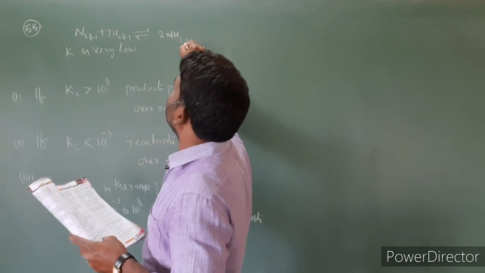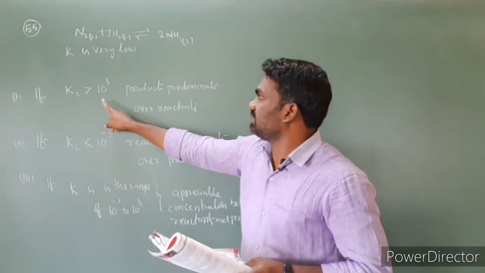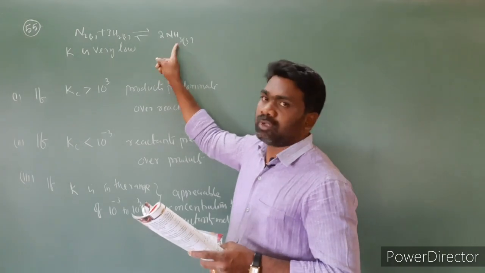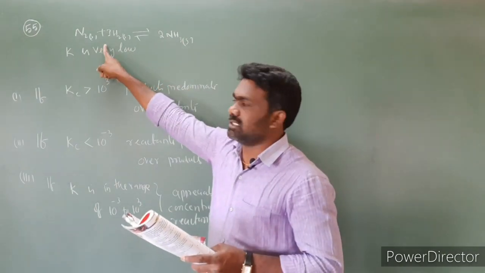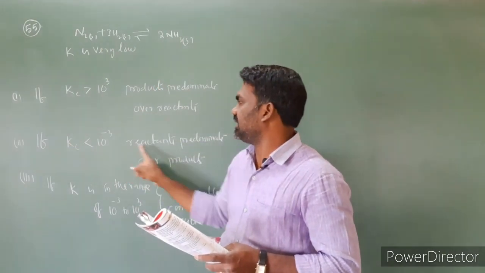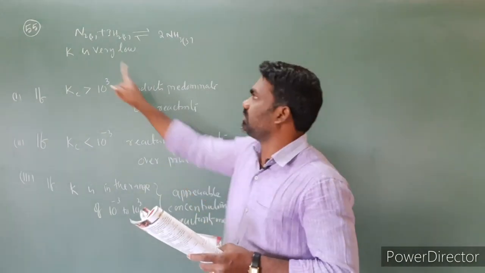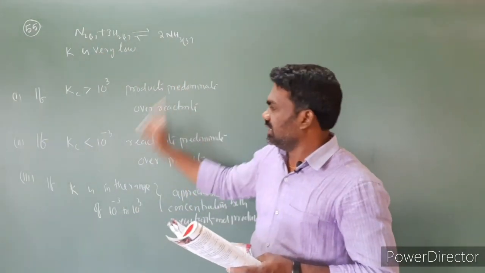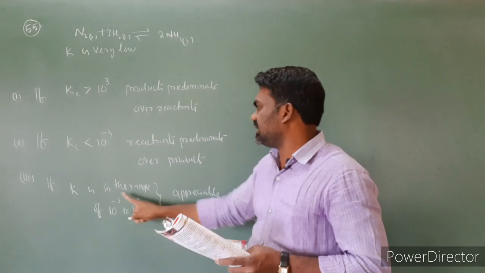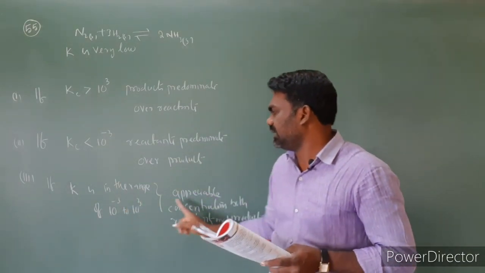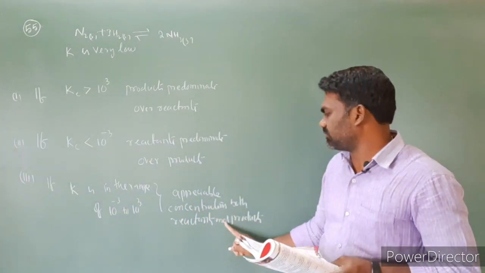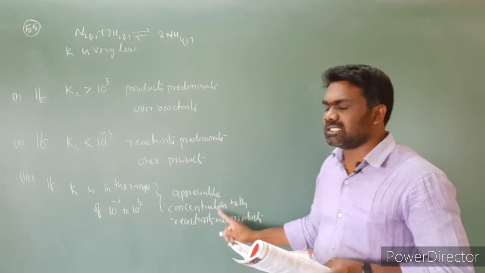The equation given is N2 gas plus 3H2 gas gives rise to 2NH3 gas. If Kc is greater than 10 power 3, product is more than the reactants. If Kc is less than 10 power minus 3, reactants predominate over the products. So reactants is more, products is less. If Kc is in the range of 10 power minus 3 to 10 power 3, appreciable concentration of reactants and products will be present, both. That means the reaction is at equilibrium.